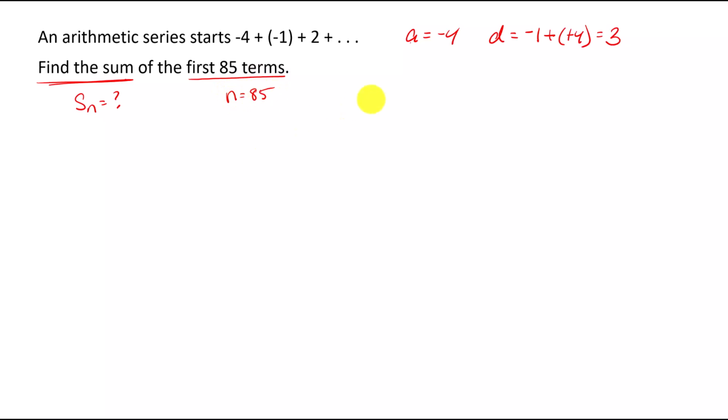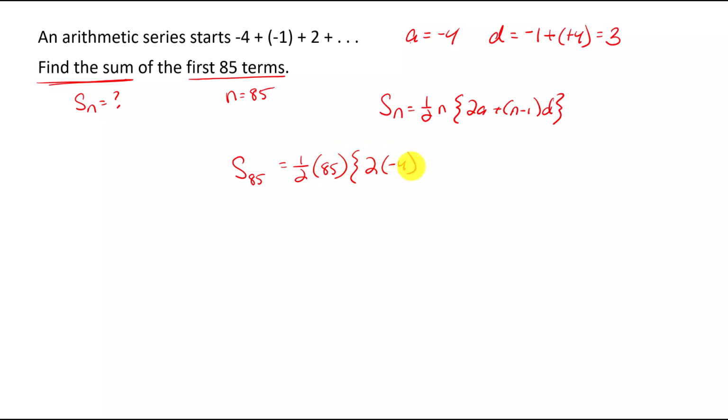And so I have my sum formula right here, and that's on your notes. And I just need to plug in what I know. So S sub 85, the sum of 85 terms, is going to be equal to 1/2. N is 85. A was -4, don't forget that negative sign. Plus, again, n was 85. Minus 1, and then D is 3.